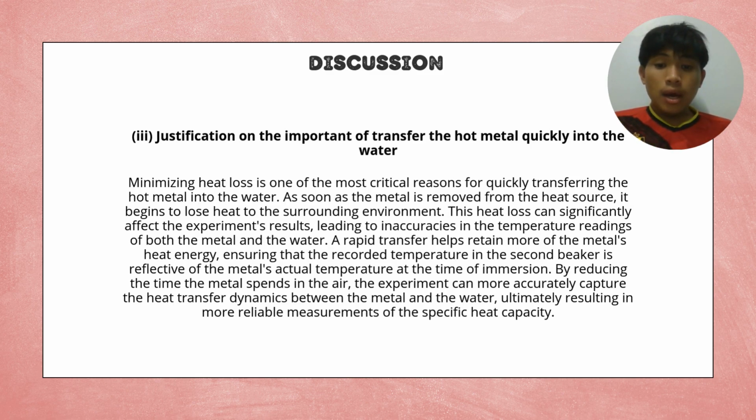Okay, right now we are at the last question of the fourth discussion, which is the justification on the importance of transferring the hot metal quickly into the water. So minimizing the heat loss is one of the most critical reasons for quickly transferring the hot metal into the water. Why? As soon as the metal is removed from the heat source, it begins to lose heat to the surrounding environment. This heat loss can significantly affect the experiment result, leading to inaccuracies in the temperature reading of both the metal and the water.